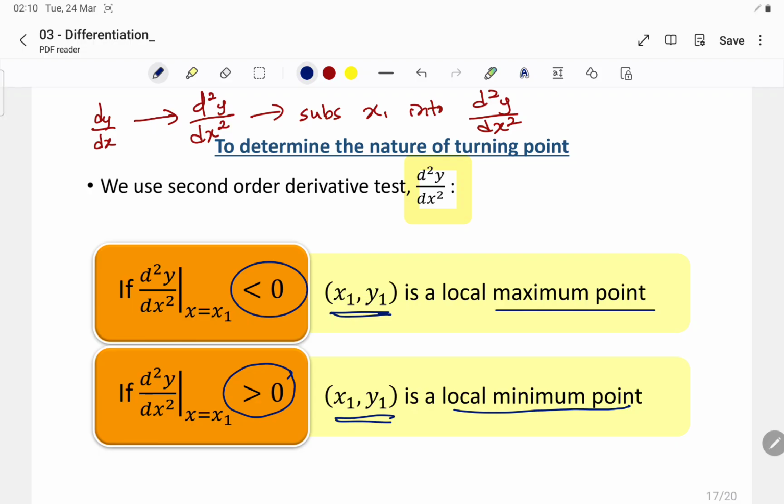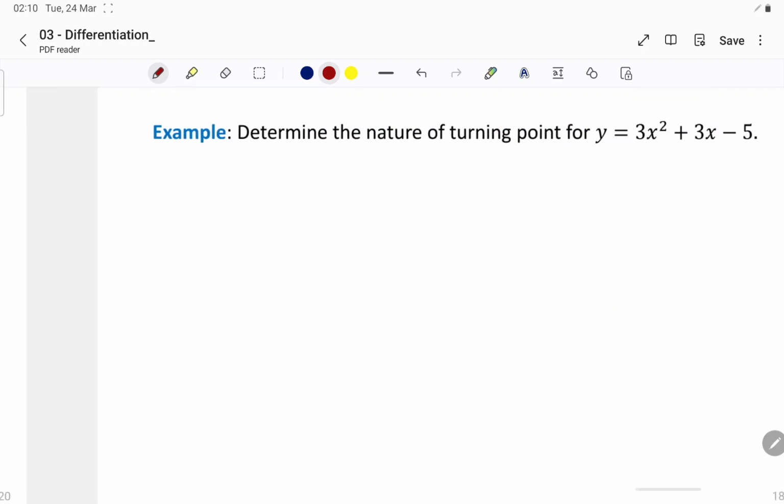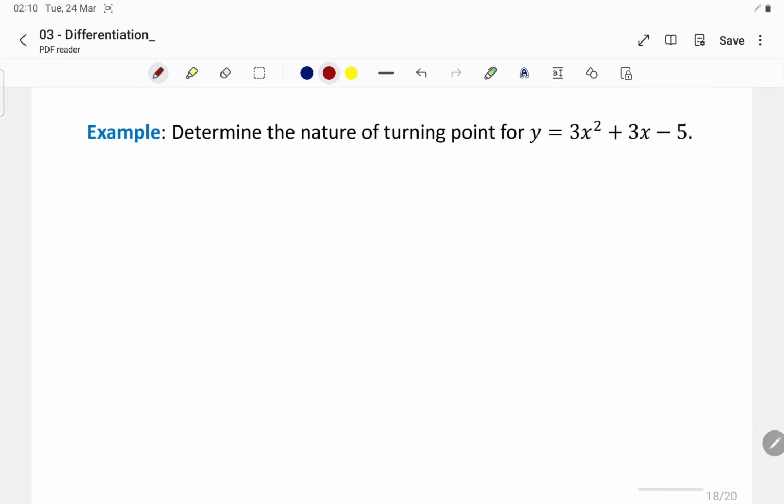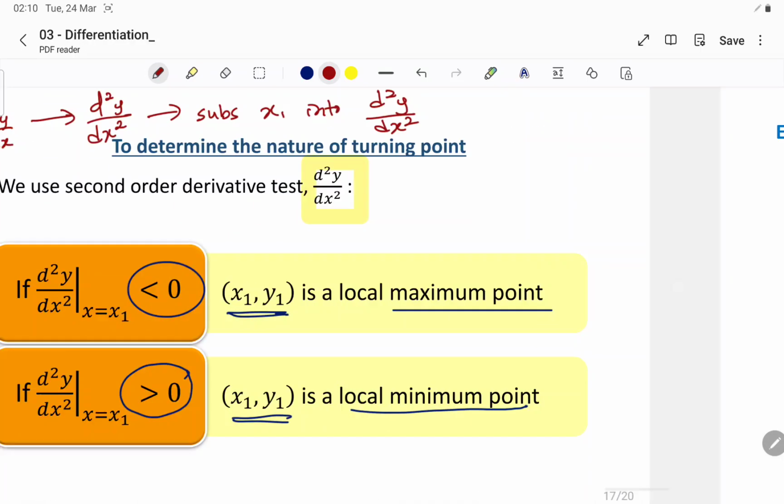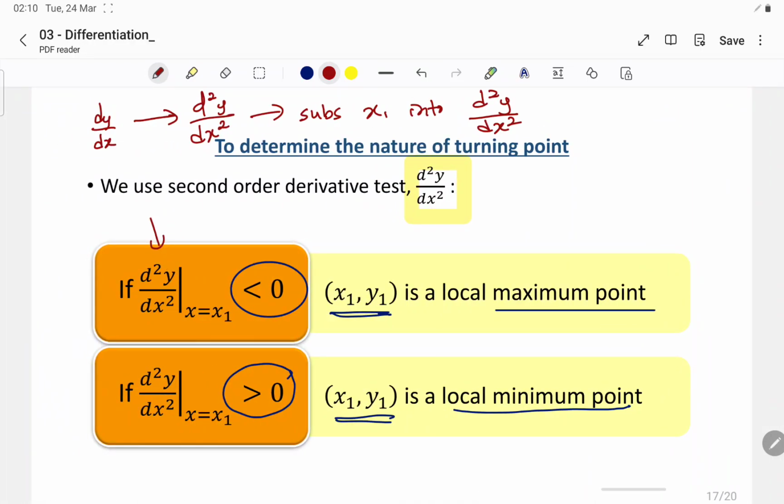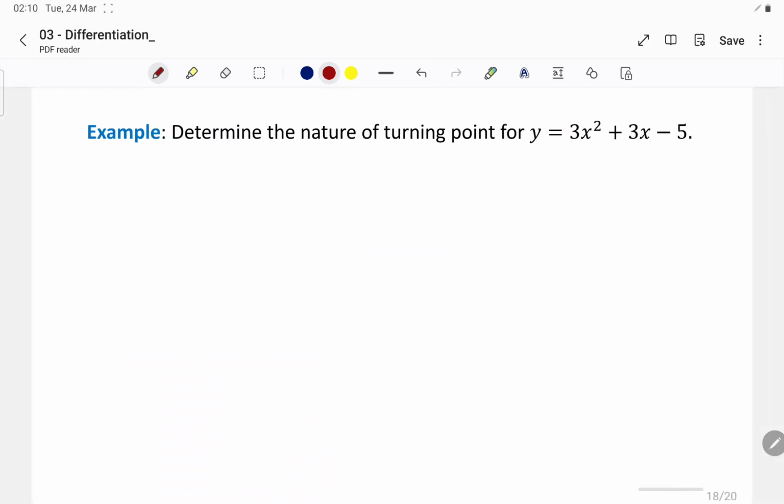So easy for you to understand. We go through an example. Determine the nature of the turning point for y equals 3x squared plus 3x minus 5. How to determine the nature of the turning point? You differentiate 2 times. Here we have to find the turning point first, because we don't have the turning point right now. When they say turning point, you have to find x and y. Then after you get this x and y, you can determine whether it is a minimum or maximum. So how to find this turning point?